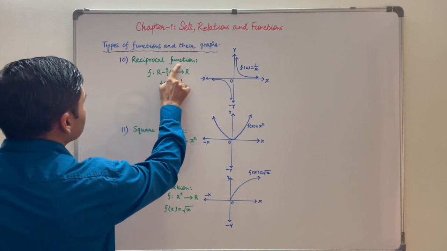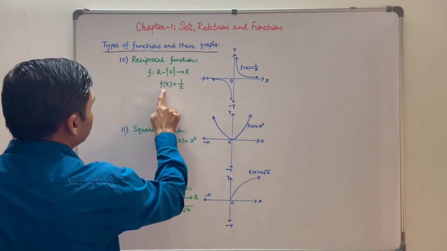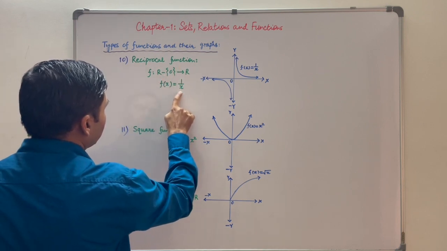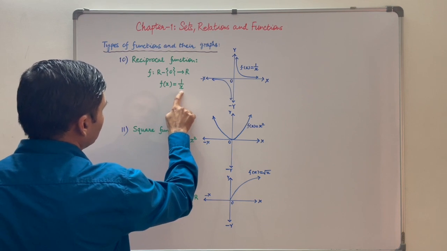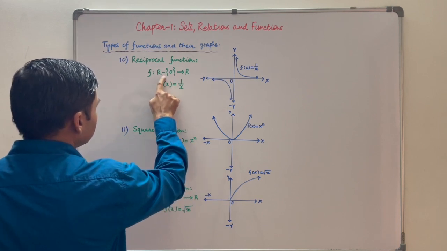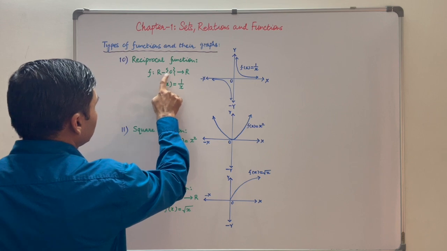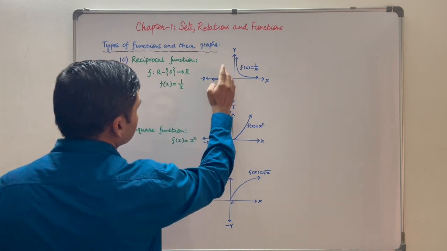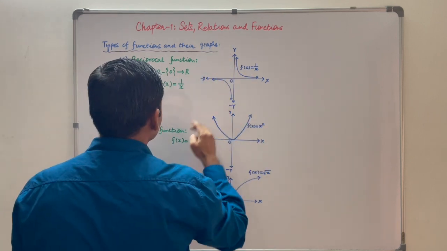10th function is reciprocal function. It is given by f(x) is equal to 1 by x. x cannot be equal to 0. That's why its domain consists of all real numbers except 0. Its graph is like this and this.